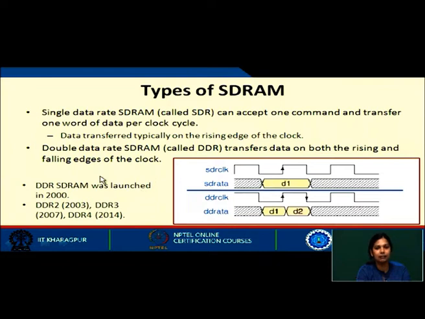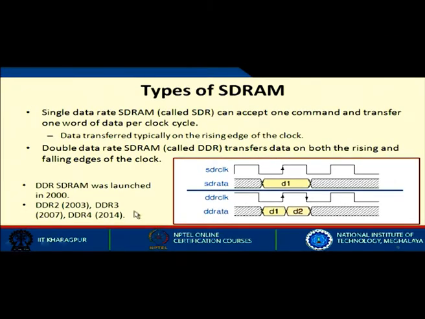Now, let us see various types of SDRAM. When SDRAM came into market, it was single data rate SDRAM. It is called SDR SDRAM. What can it do? It can accept one command and transfer one word of data per clock cycle. So, in one clock cycle, it can only transfer one data item. That is why it is called single data rate.